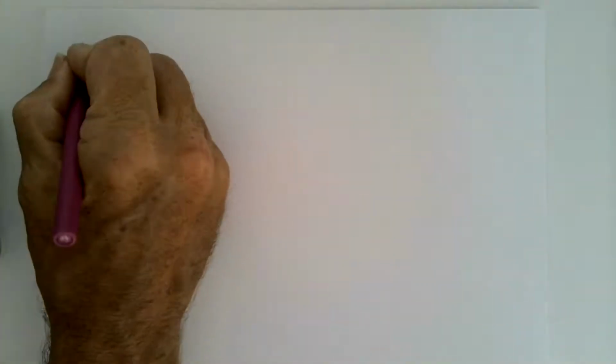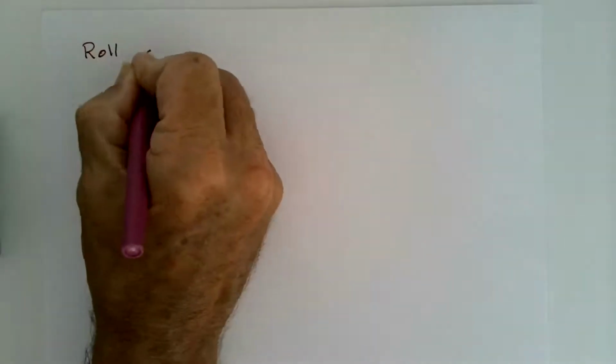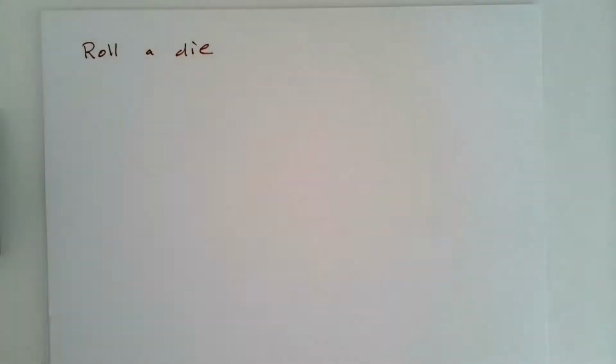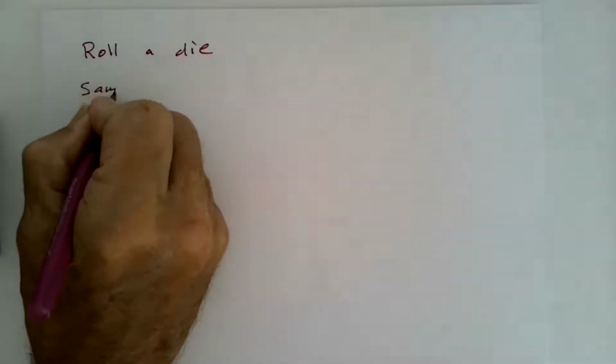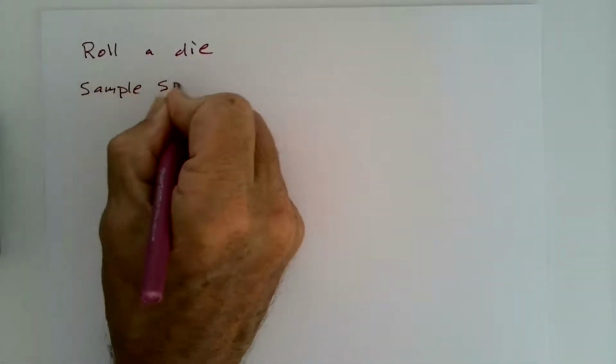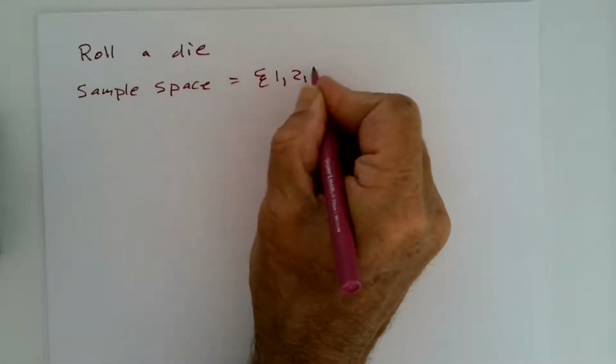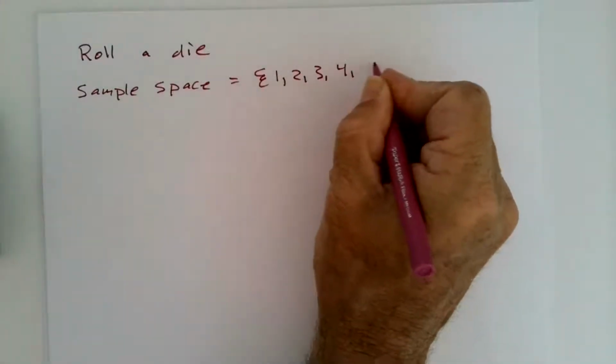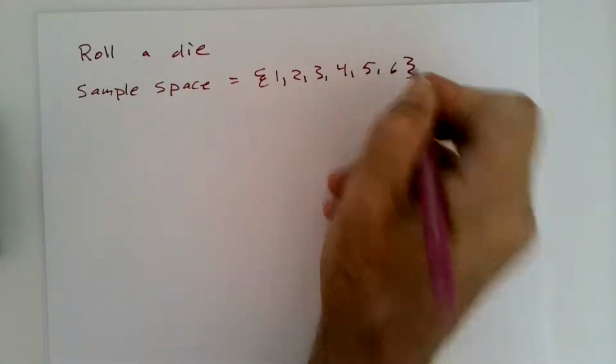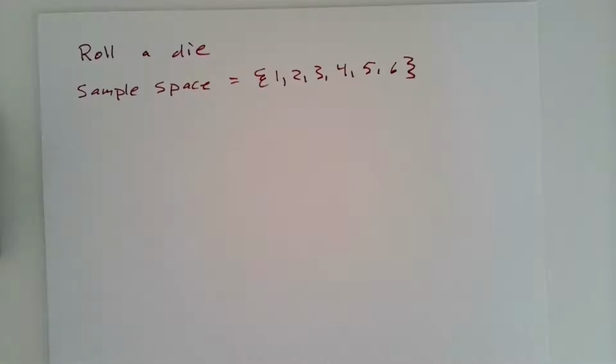Let's remember we have an experiment. We're going to describe the sample space. Let our experiment be the following: roll a die. The sample space is a set of all equally likely outcomes. So the sample space is the following set: 1, 2, 3, 4, 5, 6. We have 6 equally likely outcomes that can happen in this experiment.